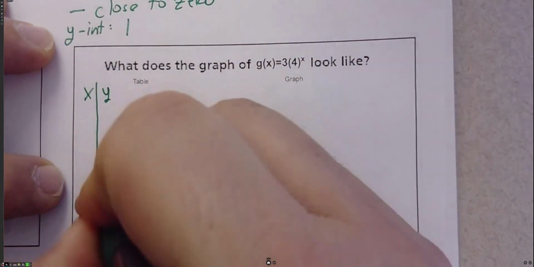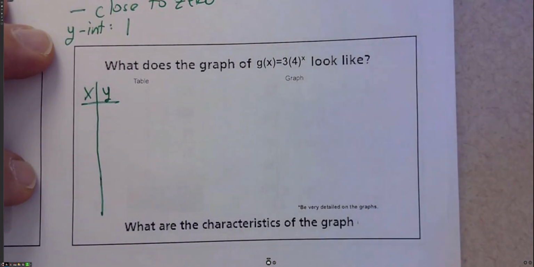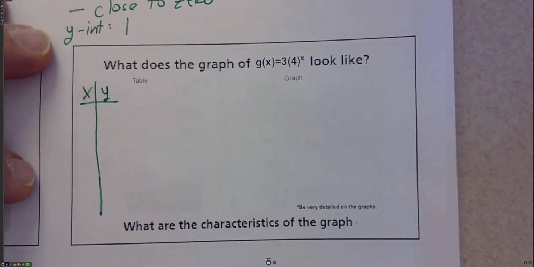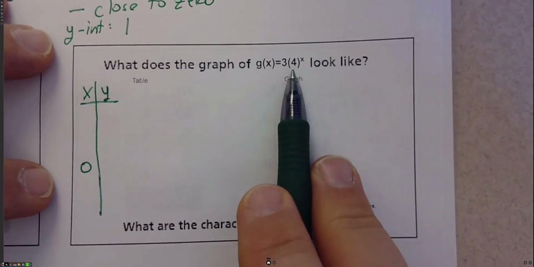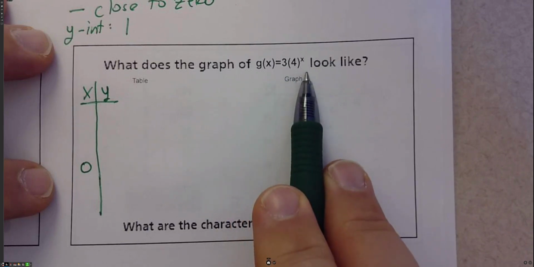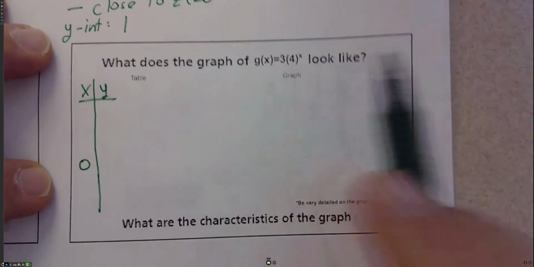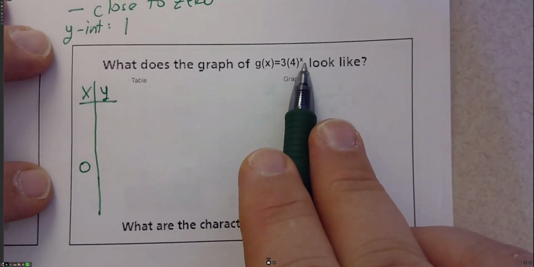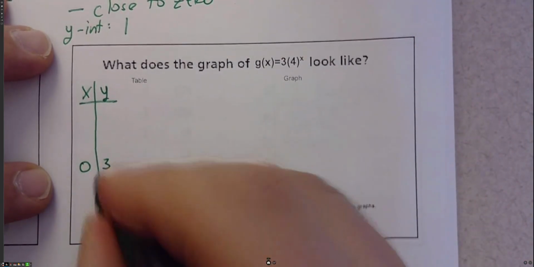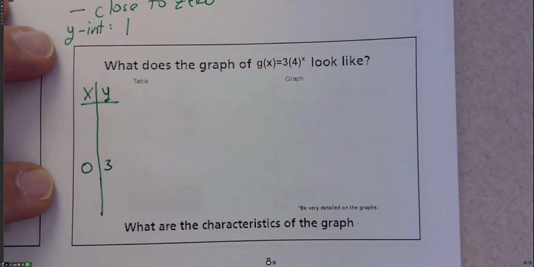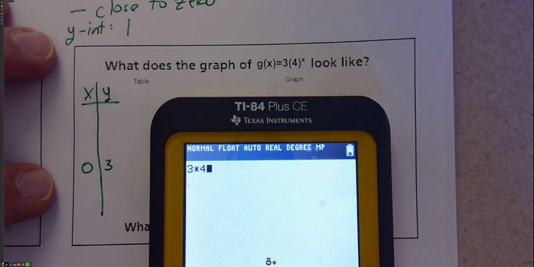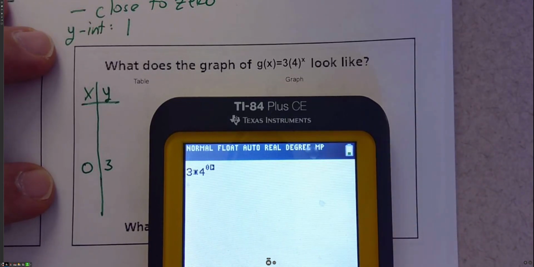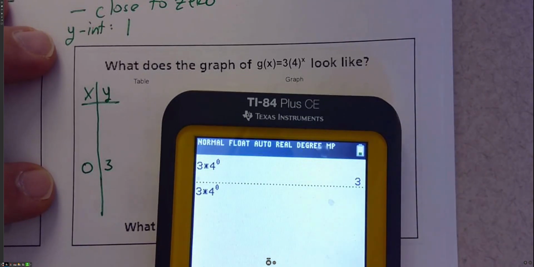So I'm going to make a table. Okay. What do you think the first number I want to put down here is? 0. I like 0 on here. Okay. So 0 is going to make this equal to what? Makes the 4 to the 0 1. It would be 3, right? Because it's 3 times 4 raised to the 0. That 0 only grabs that 4. So it's 3.